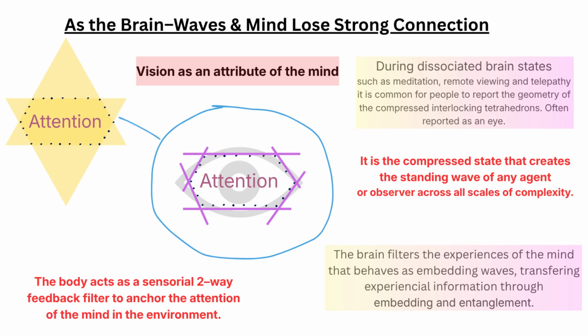During dissociated brain states, such as meditation, remote viewing, and telepathy, it is common for people to report the geometry of the compressed interlocking tetrahedrons, often reported as an eye. And you can see this through all cultures from the beginning of what we call history, what we have recorded as our history of all humans and all cultures. You will find always some form of interlocking tetrahedral geometry at the center of their teachings, because there have been particular people who were revered for their knowledge or abilities to attain knowledge that would pull back this same imagery, this same geometry, as they would ask fundamental questions for their growth and understanding.